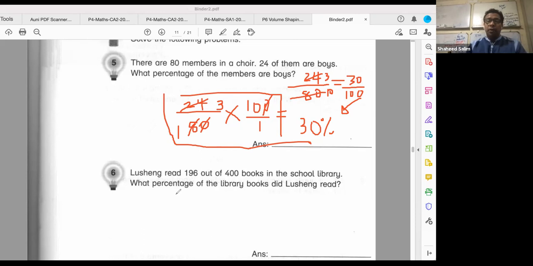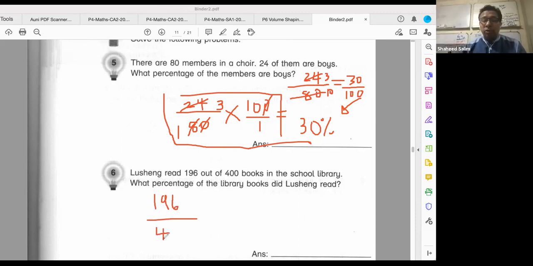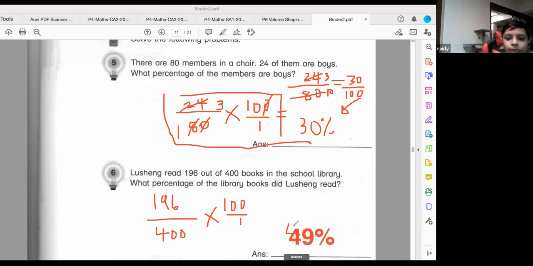Same thing down here. You want to know what percentage of the library books he read? Take 196, that's the number of books he read, over the total number of books, 400. This fraction has got to be correct first. Times by 100, and you will get 49%.